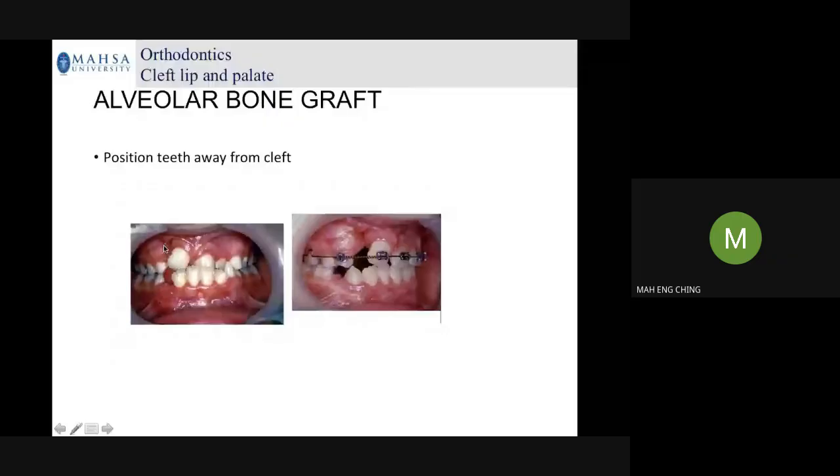So same thing, position the teeth away from the cleft. You see on the left side, there's not enough space for the surgeon to pack the bone. After that, we use a coil spring to open up the space, so the surgeon can see the cleft bevel and at the same time pack the bone. With no space, it is sometimes difficult to operate and difficult to pack the bone.